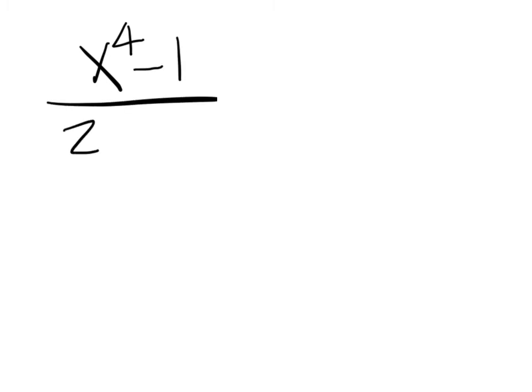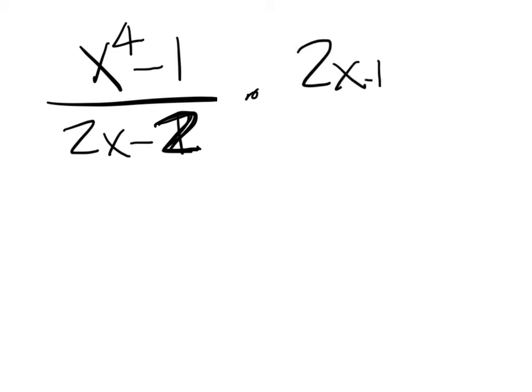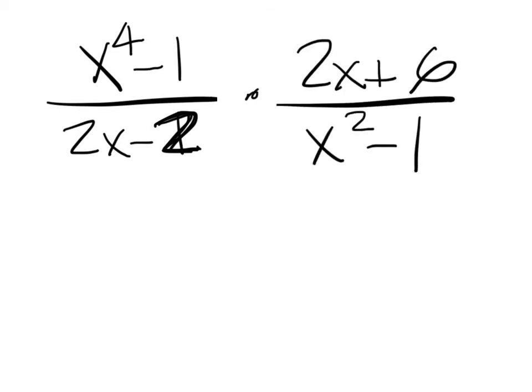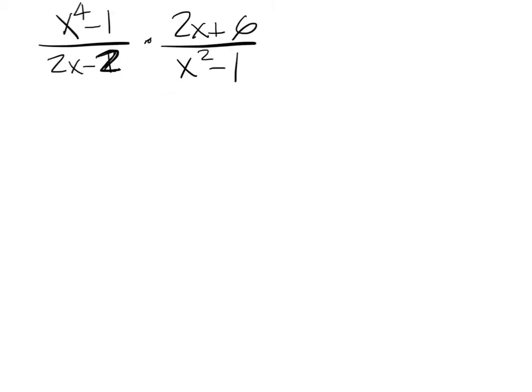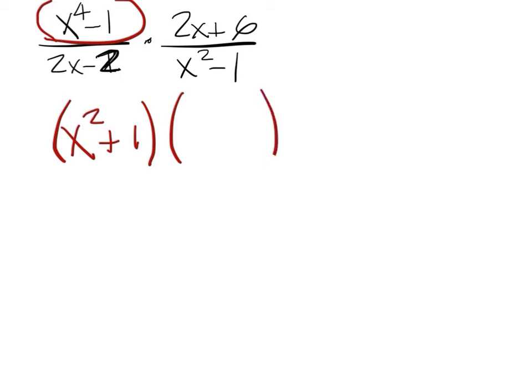So here's a practice problem to start off with, and that one is this: x to the 4th minus 1 over 2x minus 2, actually, that's a minus 2, poorly written, times 2x plus 6 over x squared minus 1. Alright, let's factor this. That's a difference of 2 squares, which is x squared plus 1 and x squared minus 1. X squared minus 1 is also a difference of 2 squares. So you can go x plus 1, x minus 1.